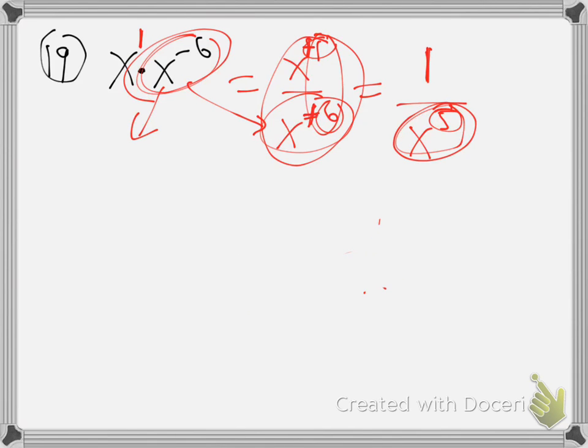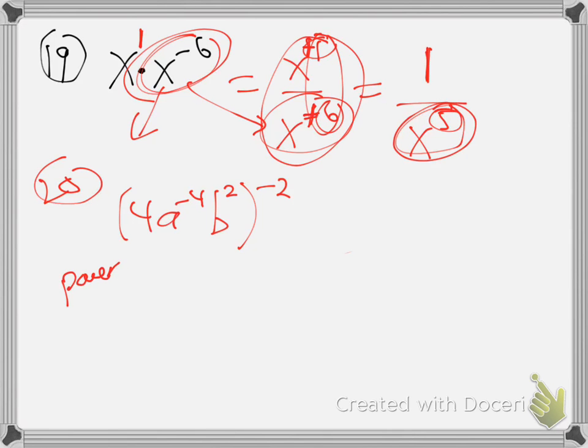We're going to make it through here to number 20. Number 20: 4a to the minus 4, b to the second, all to the minus 2. Okay, what's the rule on number 20? Powers have to multiply. Yeah, that's right. Powers outside the parentheses multiply powers inside the parentheses.